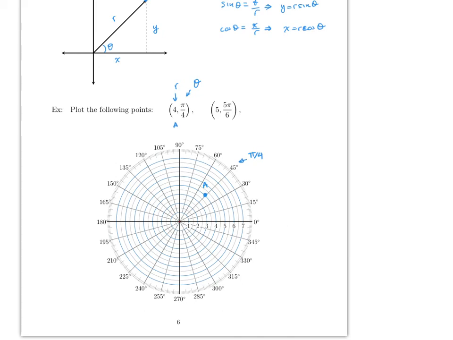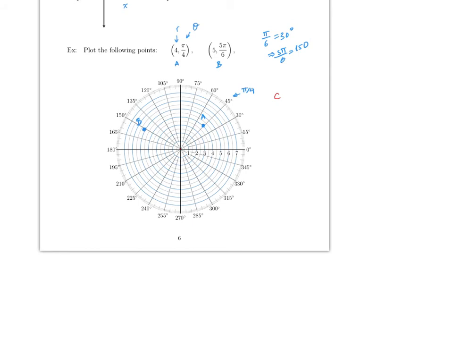Then if you want 5 pi over 6, remember that pi over 6 is equal to 30 degrees. So therefore 5 pi over 6 is 150 degrees, which is right here. And then the radius is 5. So 5 is this line. So this will be the point. Let's call this B.